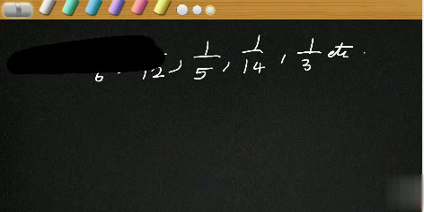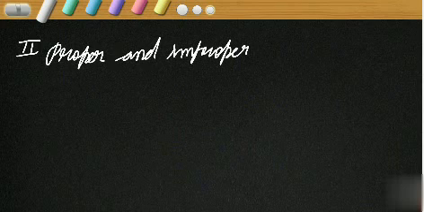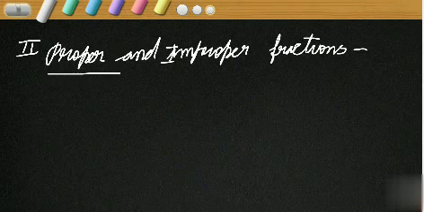Okay. Now write Roman number 2. Next, which category have we discussed? Yes, proper and improper fractions. Write down Roman number 2: proper and improper fractions, with I capital. In that, first we can write proper fraction.